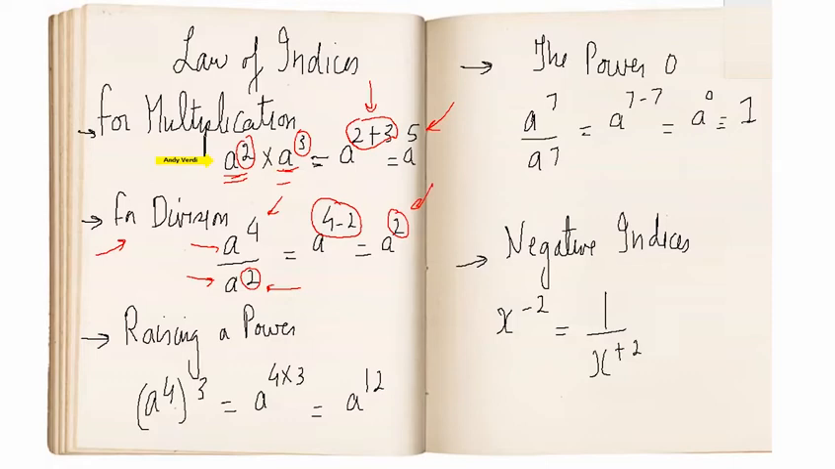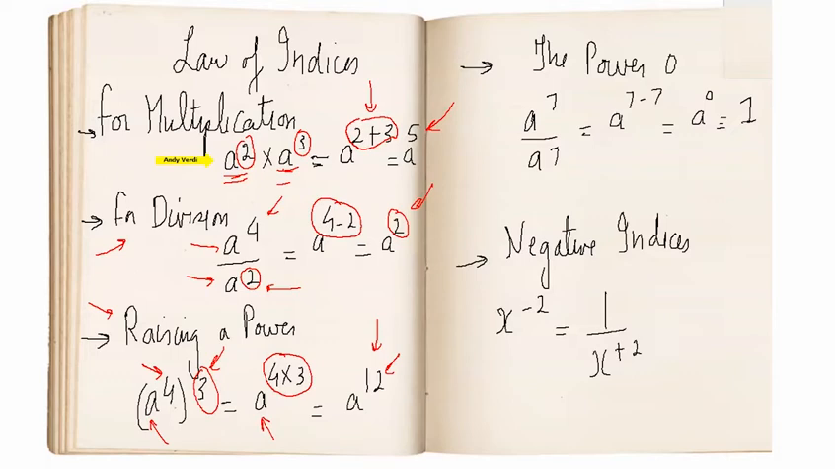Then you have law of indices related to raising of a power. So if you have like this only one base, which is A raised to power 4, and you have a power outside the bracket, in such cases the base remains the same, which is A, but you can multiply the powers. So the power inside the bracket, which was 4, can be multiplied with the power outside the bracket, which was 3. And we get A raised to power 4 into 3, which is 12.